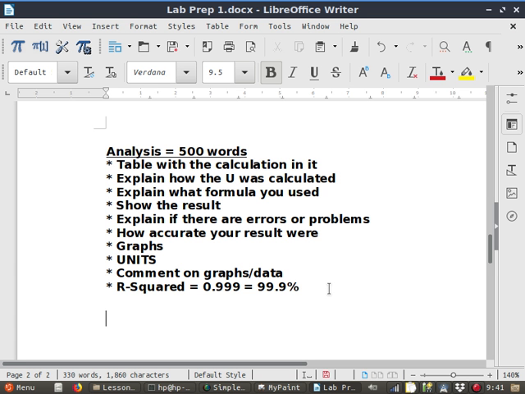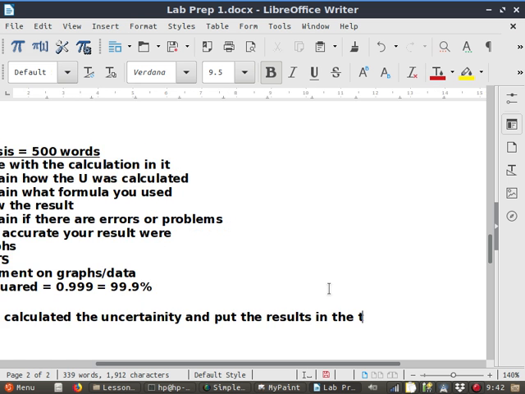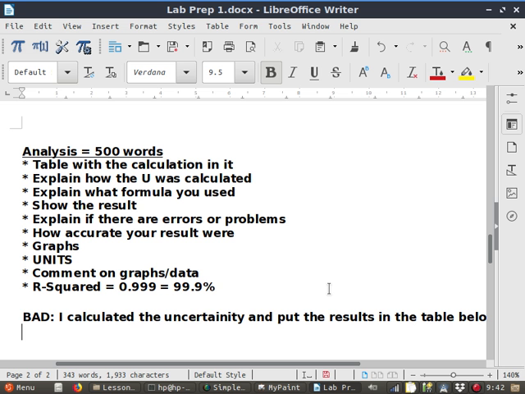So, for example, let's try and practice changing it. So, this is bad. I calculated the uncertainty and put the results in the table below. That's bad, right? Yes. How can we make it good?